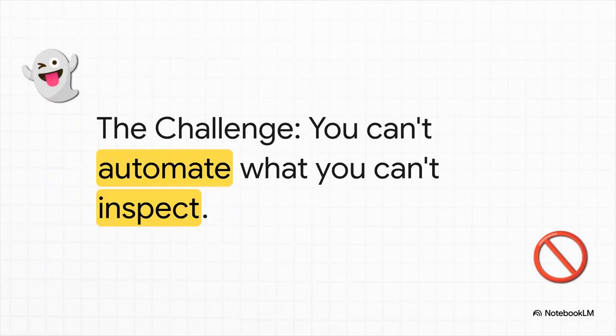And that's really the heart of the problem. If the options disappear before you can even look at their HTML, how are you supposed to write the code to automate them? It's like trying to grab smoke. We basically need a way to freeze time.